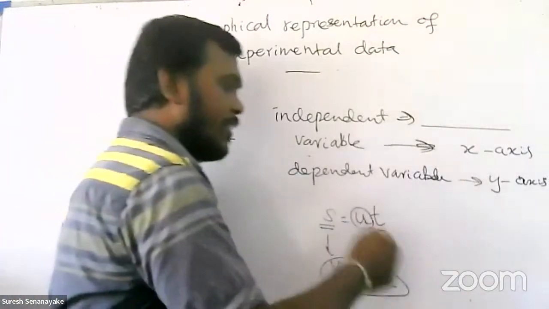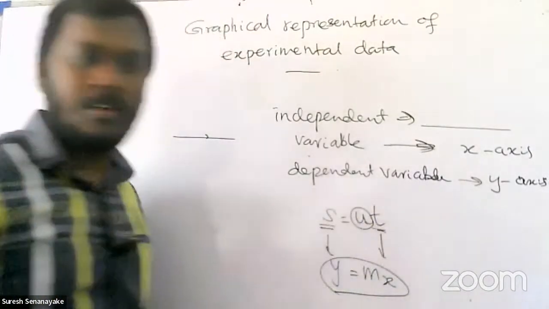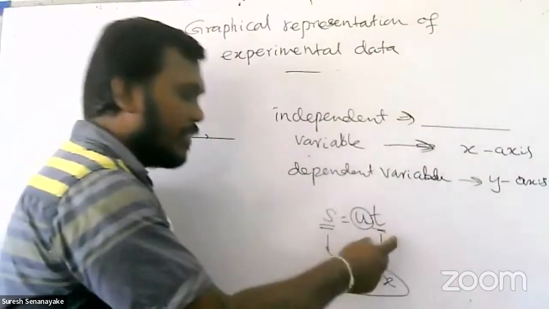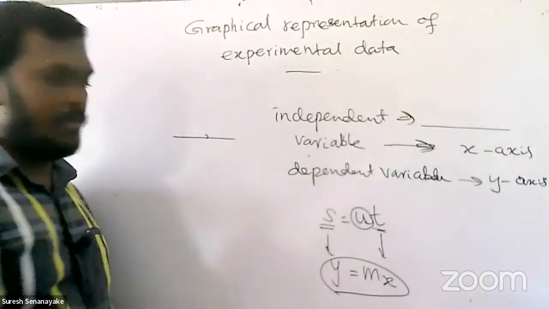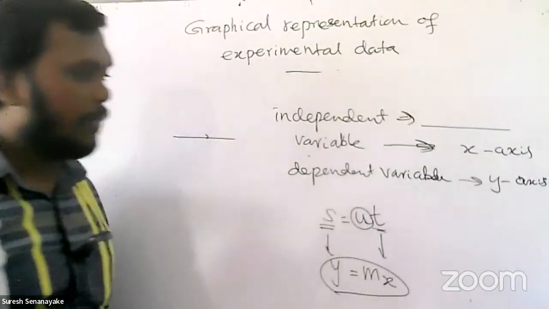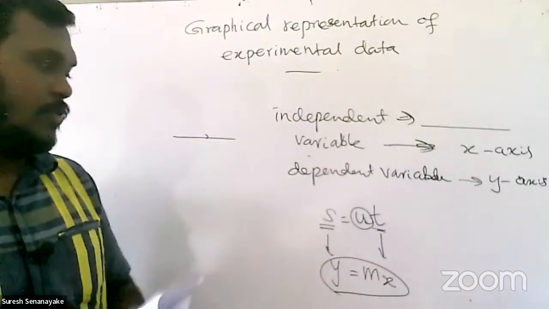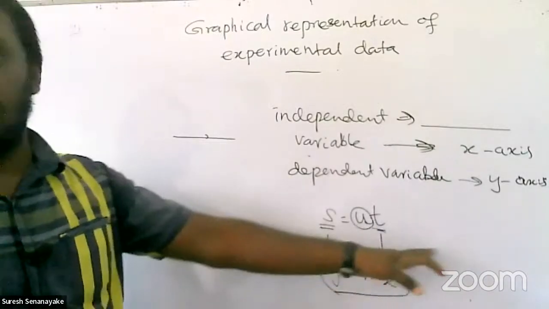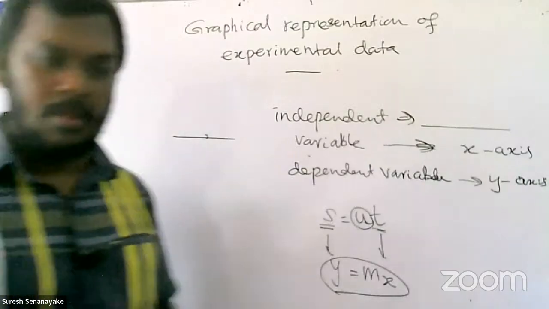So this is called the independent variable, because the time changes on its own and according to the time the distance will change. So then the distance is the dependent variable. Clear? This you need to plot on the y-axis, the other on the x-axis. Right? Okay.